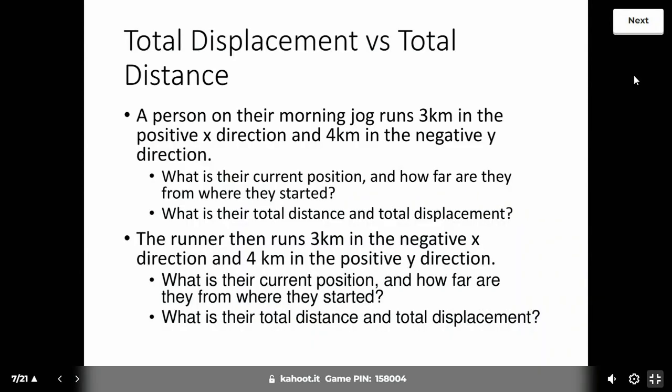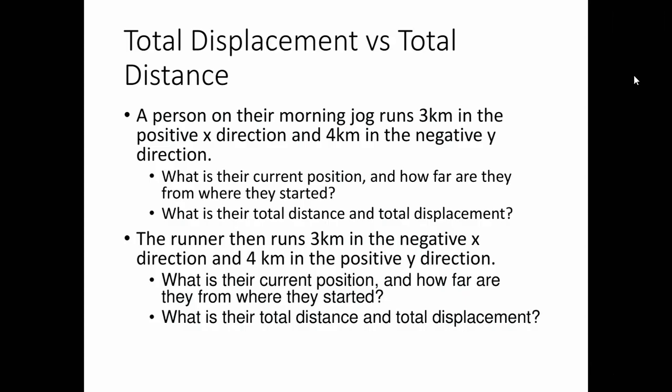So here's where whether you're looking at a vector or a scalar can matter. So we have this example. A person is on their morning jog and they run 3 kilometers in the positive x direction and then 4 kilometers in the negative y direction. And the questions are, what is their current position and how far are they from where they started? And then what is their total distance and total displacement?